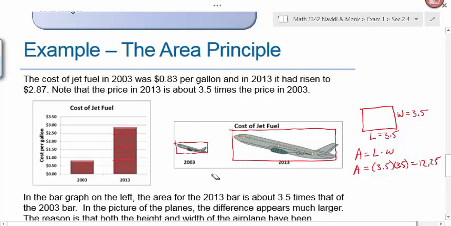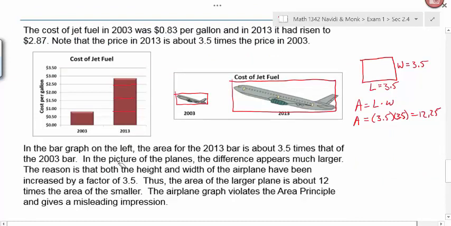It gives the overall impression that the price change is 12 times greater in 2013 than it was in 2003, and that's just not the case. That's why we use bar graphs that change only along one dimension, because the bars have the same constant width. In the bar graph on the left, the area for the 2013 bar is about 3.5 times that of the 2003 bar. In the picture of the planes, the difference appears to be much larger. The reason is that both the height and the width of the airplane have been increased by a factor of 3.5. Thus, the area of the larger plane is about 12 times the area of the smaller. The airplane graphic violates the area principle and gives a misleading impression.